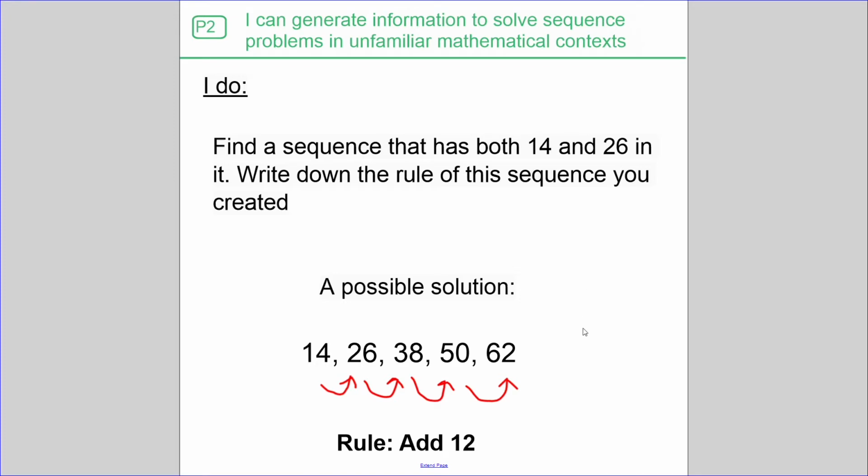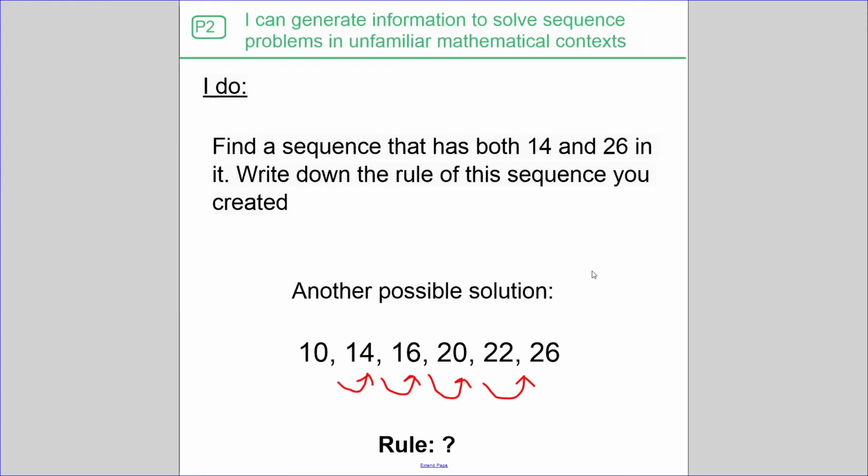As long as the numbers 14 and 26, as you can see, appear in the sequence, that is a possible solution. Now let's have a look at a different possible solution that we can also get. As we can see, we've got different sequences that we can create. So another possible solution is the sequence as follows: 10, 14, 16, 20, 22, and 26.